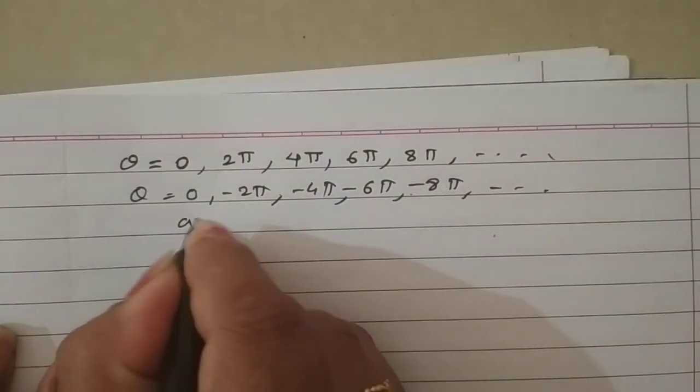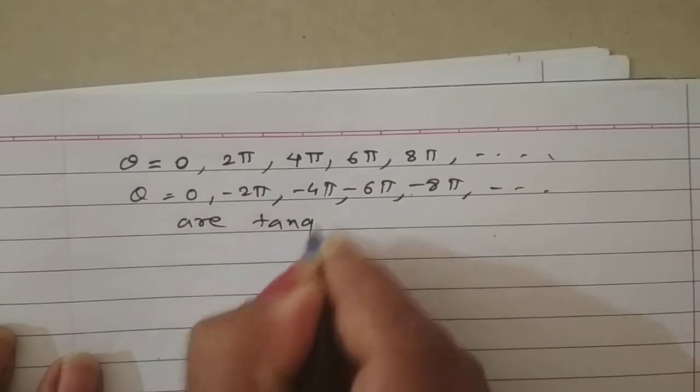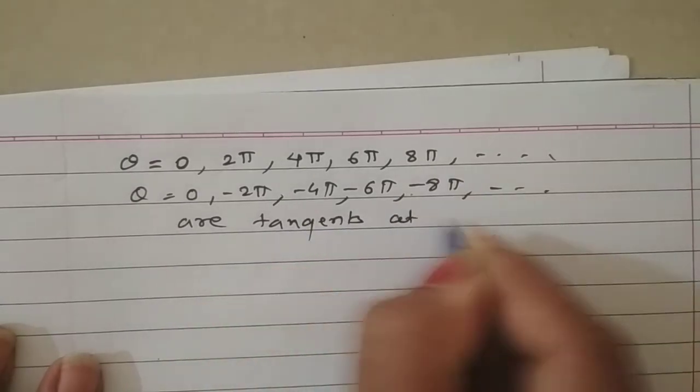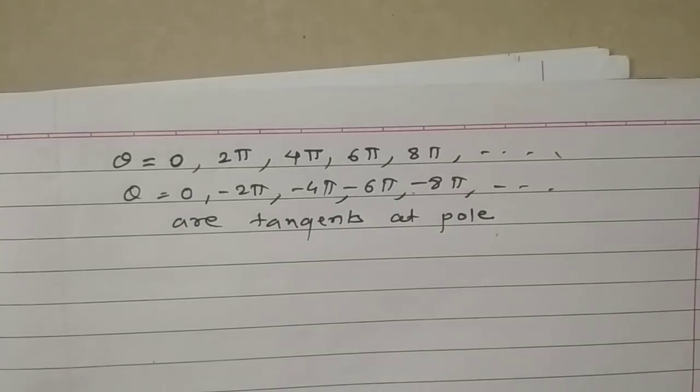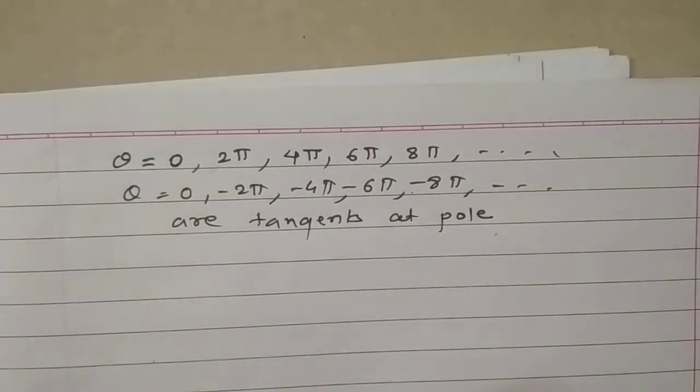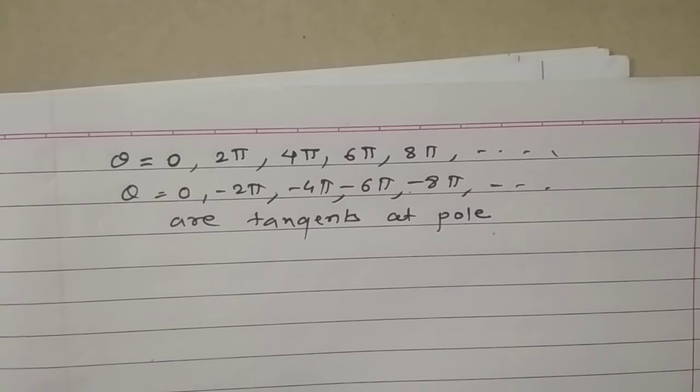These all are tangents at pole. In that way, we find tangents at pole.